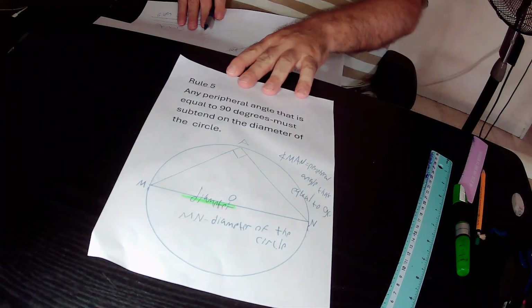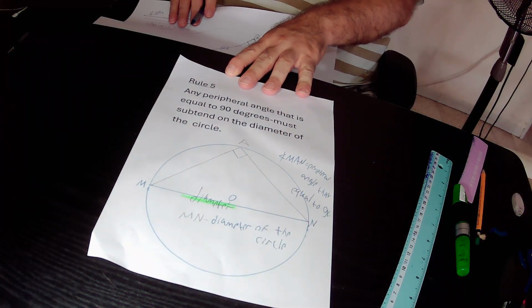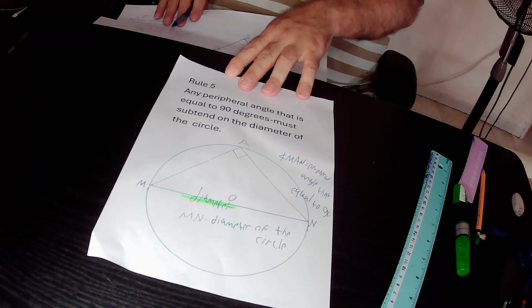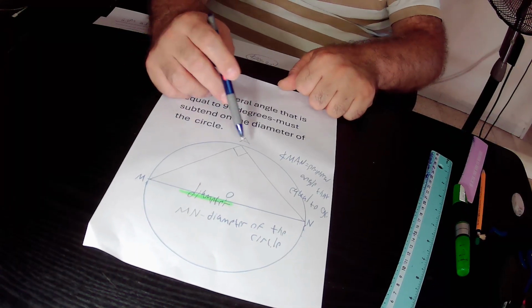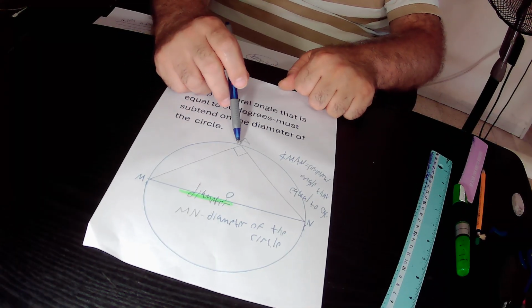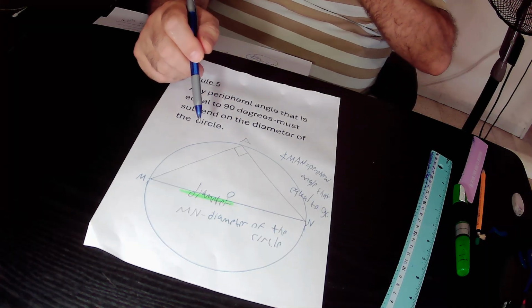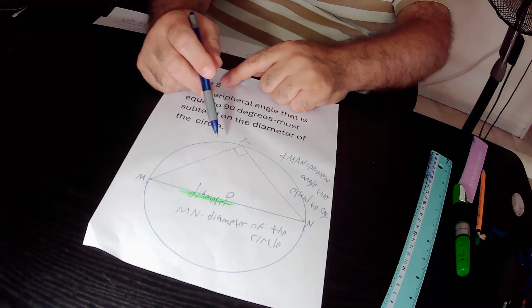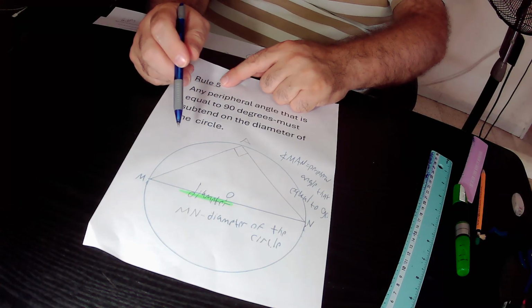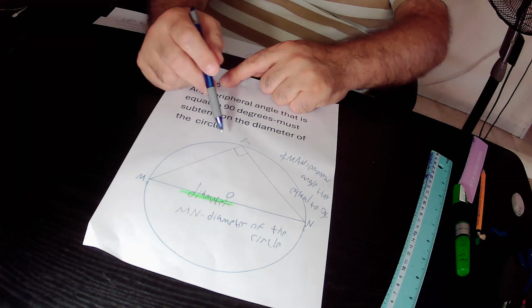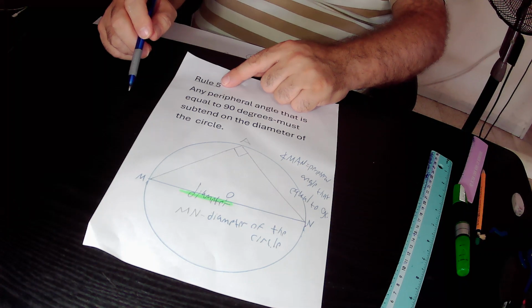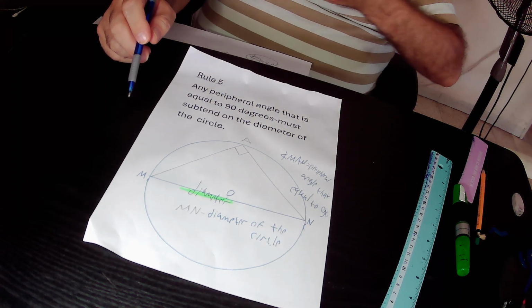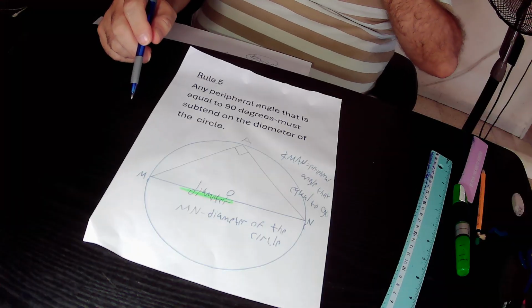According to rule 5, any angle that is equal to 90 degrees must subtend on the diameter of the circle. In the drawing, we have a circle. This is angle MAN. That is equal to 90 degrees in size, and therefore, according to rule 5, angle MAN must subtend on the diameter of this circle. And indeed, angle MAN subtends on MN, that is the diameter of this circle. So according to rule 5, any angle that is equal to 90 degrees in its size must subtend on the diameter of the circle. So we can actually implement rule 5 in our drawing.